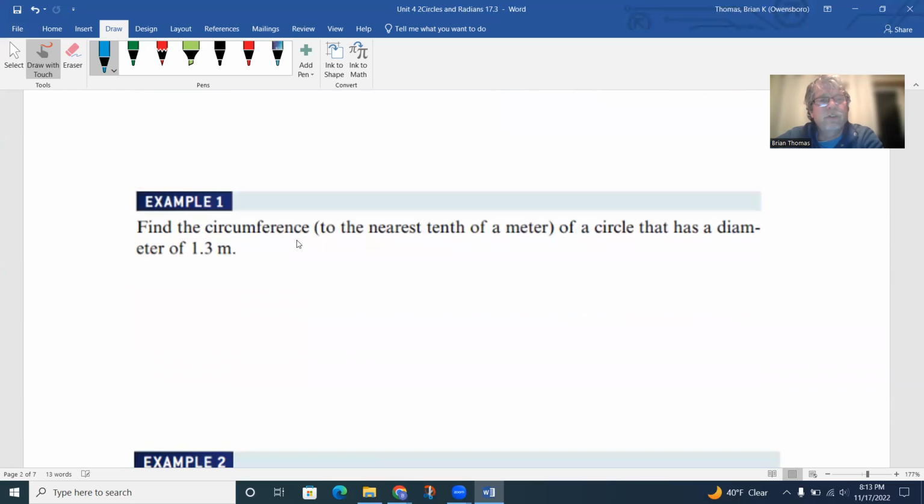To find the circumference of a circle in this example 1, to the nearest tenth of a meter, that has a diameter of 1.3 meters: since they give us the diameter, we can use the formula C equals pi times D. So we can say C equals 3.14 times 1.3. Using our calculator, we can do some calculations on that.